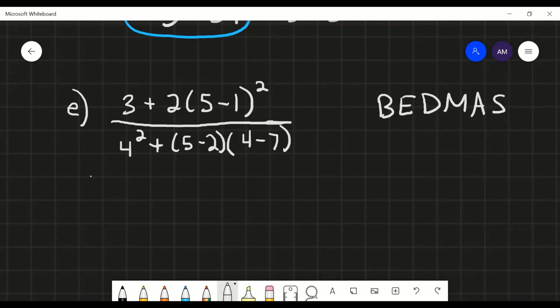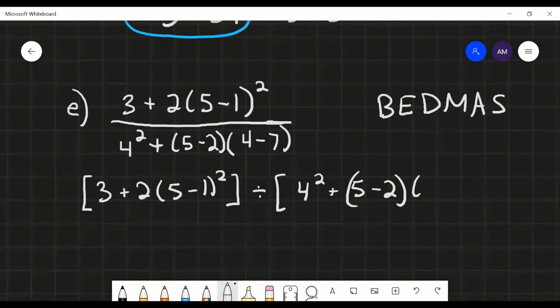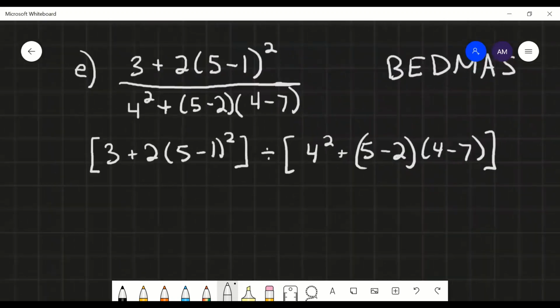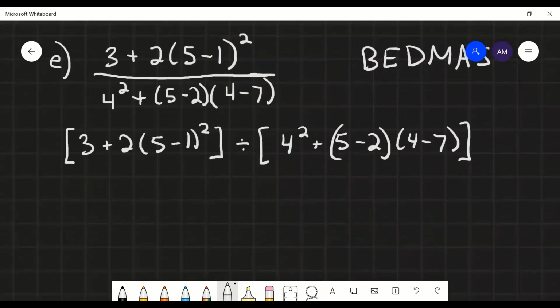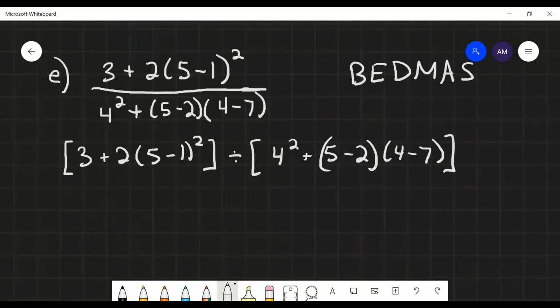So it's as though we had the entire top half, 3 plus 2 times (5 minus 1) squared, divided by the entire bottom half, 4 squared plus (5 minus 2) times (4 minus 7), close bracket. Now, it's not typical to see it this way all the time. Normally, people just calculate this in the fraction, but I want to show you how to do it this way this time, just so you can picture what's happening with the order of operations.